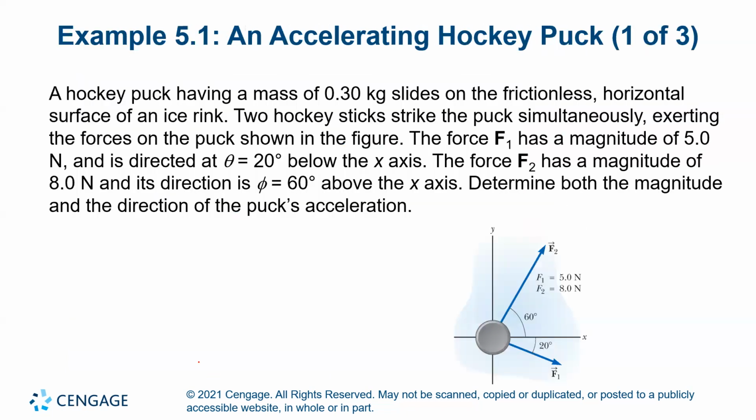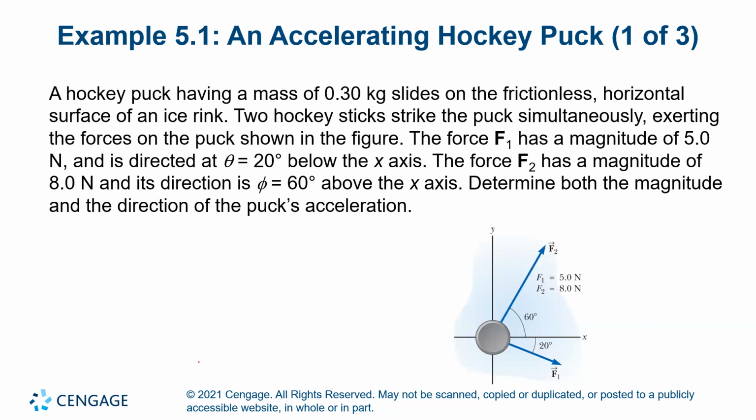Here's an example. A hockey puck having a mass of 0.3 kilograms slides on the frictionless horizontal surface of an ice rink. Two hockey sticks strike the puck simultaneously, exerting the forces on the puck shown in the figure. The force F1 has a magnitude of 5 newtons and is directed 20 degrees below the x-axis. The force F2 has a magnitude of 8 newtons and its direction is 60 degrees above the x-axis. Determine both the magnitude and direction of the puck's acceleration.